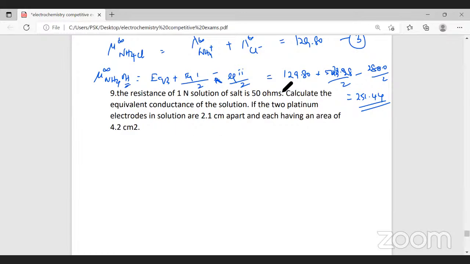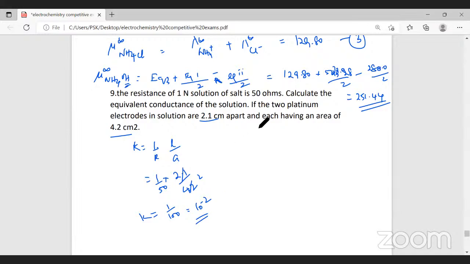Now they're asking you to calculate the equivalent conductance. In order to calculate the equivalent conductance, first we have to calculate the specific conductance. Specific conductance is given by the formula 1 by R into L by A. We learned it. Resistance they have given us 50, so 1 by 50 into length 2.1 and area 4.2. So it will be 1 by 100. Specific conductance is 1 by 100, which can be written as 10 to the power minus 2.